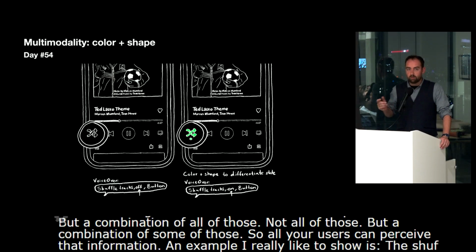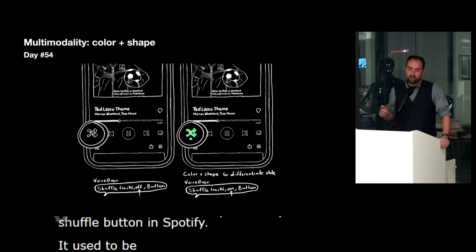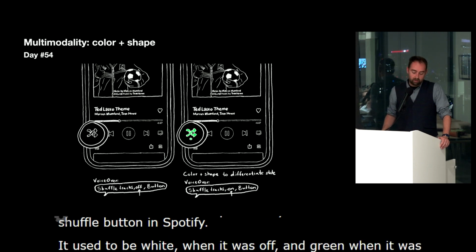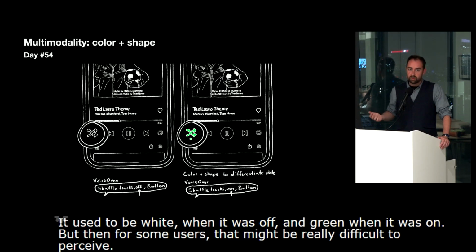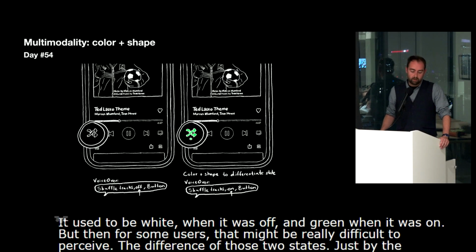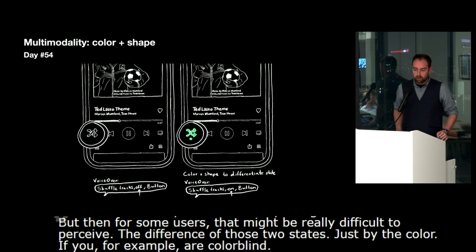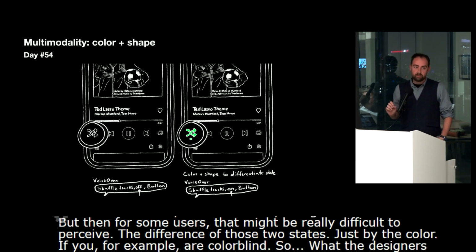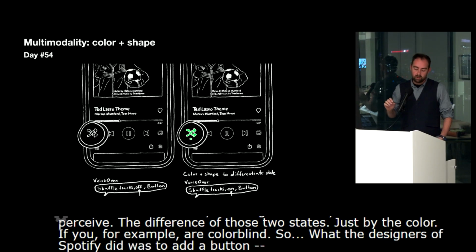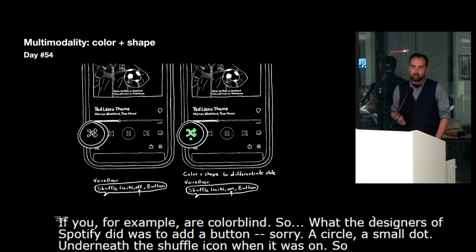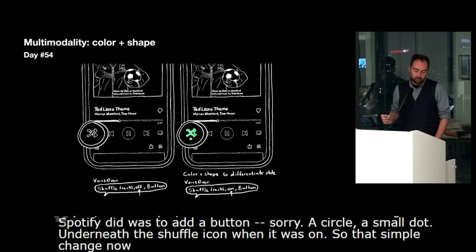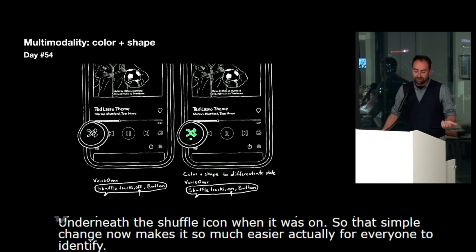It used to be white when it was off and green when it was on, but for some users that might be really difficult to perceive, the difference of those two states just by the color, if you, for example, are color blind. So what the designers of Spotify did was to add a circle and a small dot underneath the shuffle icon when it was on. So that simple change now makes it so much easier actually for everyone to identify. And it has become kind of a part of the brand of Spotify.